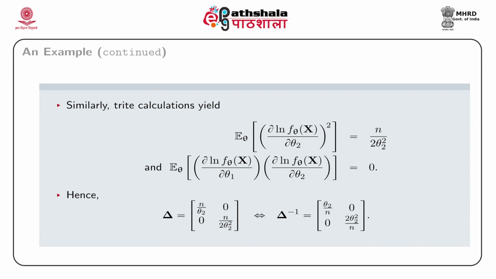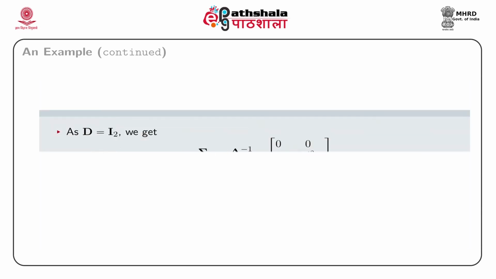Hence, the information matrix is given by delta, a diagonal matrix whose diagonal elements are n by theta 2 and n by 2 theta 2 square. As in this case D equals I2, the identity matrix of order 2, we get sigma t minus delta inverse is equal to a matrix whose elements are 0, 0, 0 and 2 theta 2 square by n into n minus 1.